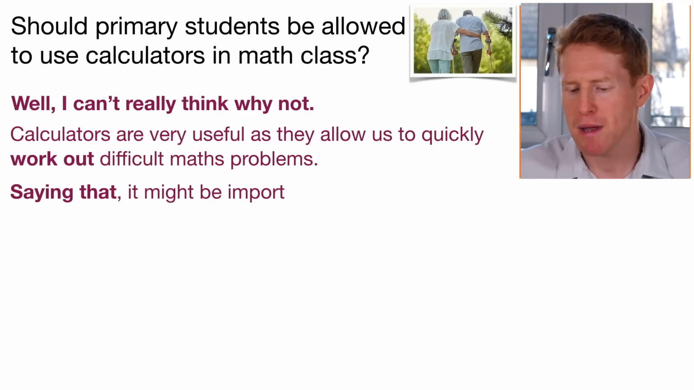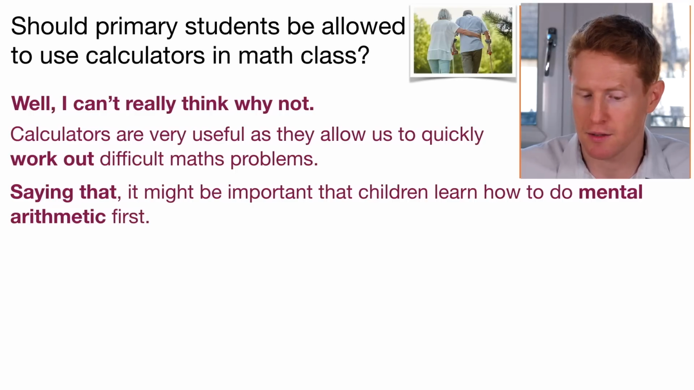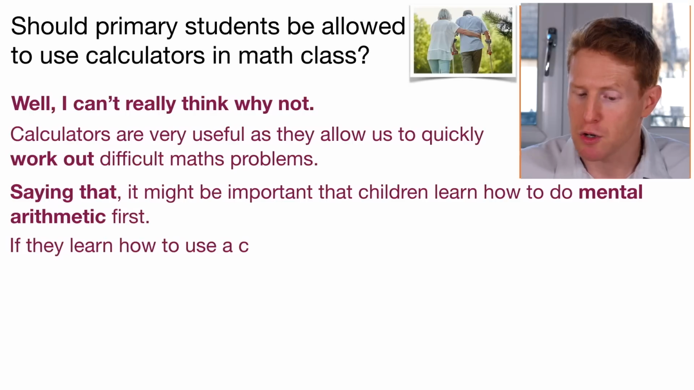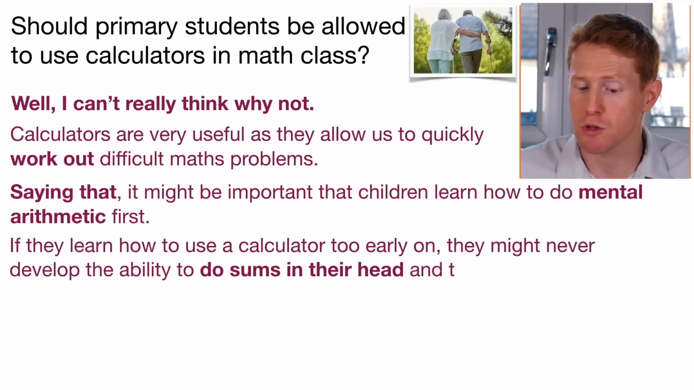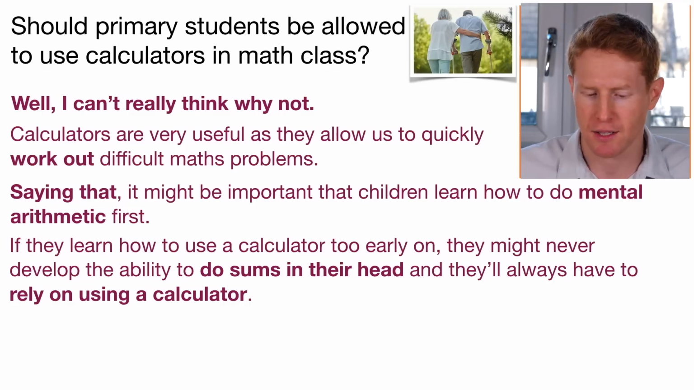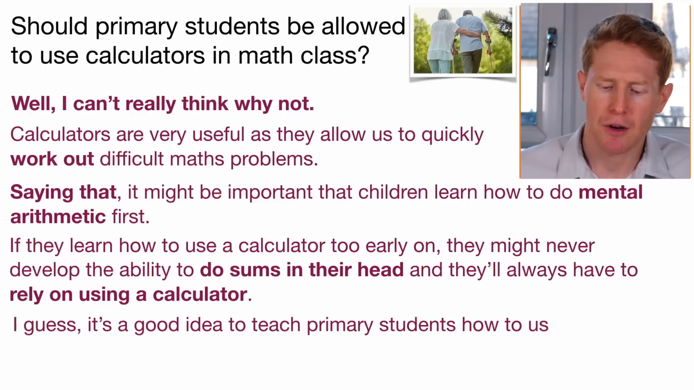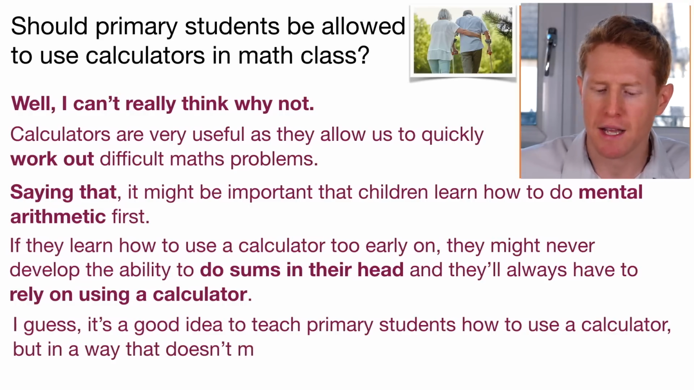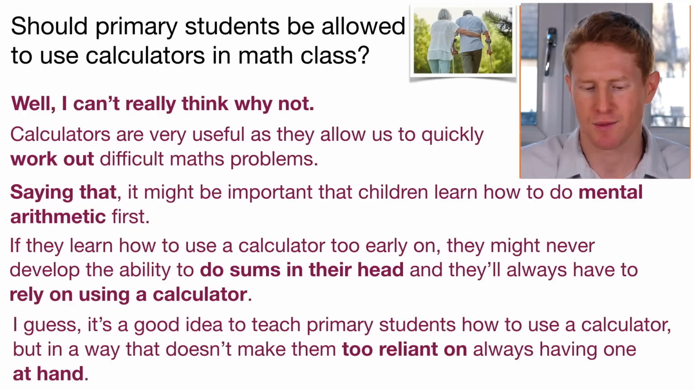Saying that, it might be important that children learn how to do mental arithmetic first. If they learn how to use a calculator too early on, they might never develop the ability to do sums in their head and they'll always have to rely on using a calculator. I guess it's a good idea to teach primary students how to use a calculator, but in a way that doesn't make them too reliant on always having one at hand.